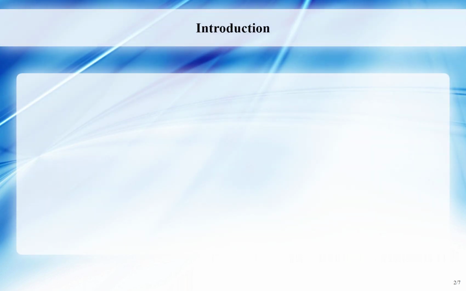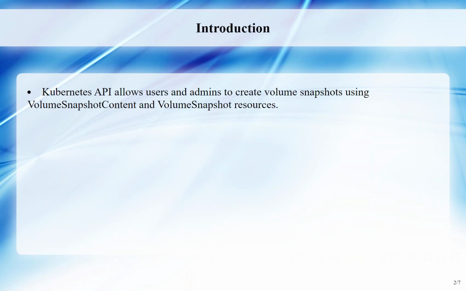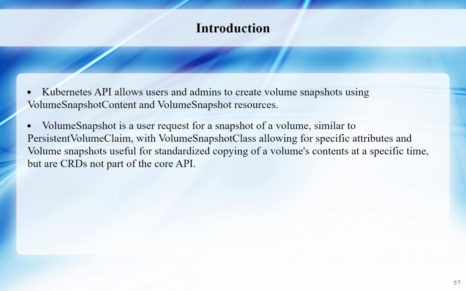Introduction. The Kubernetes API provides resources such as volume snapshot content and volume snapshot to create volume snapshots for both users and administrators. Volume snapshot content represents a snapshot taken from a volume provisioned by an admin, similar to persistent volume. Volume snapshot is a user's request for a snapshot of a volume, similar to persistent volume claim.